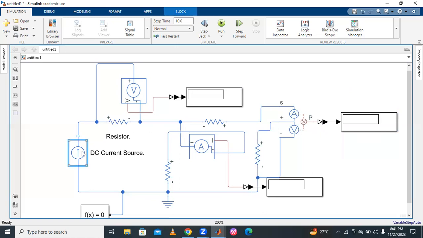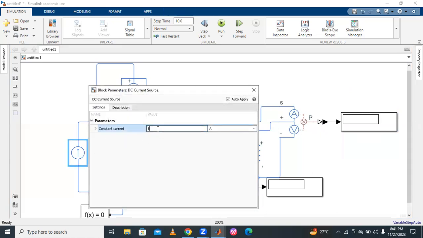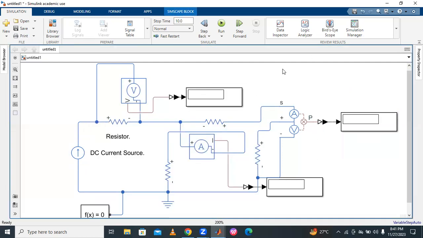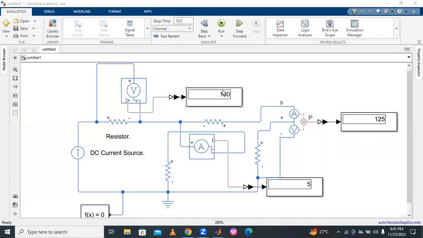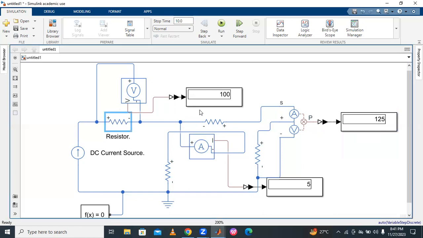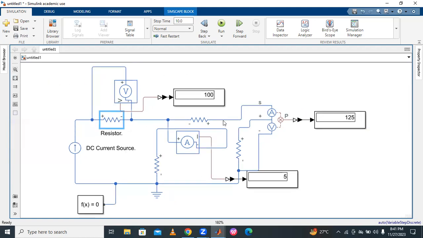Next, what is the current here? For example, 10 amps. This is one simple circuit to measure the voltage, current, and power, and then simulate. The voltage across resistor R1 is 100 volts, the current is 5 amps, and the power is 125. So in this way, we measure the voltage, current, and power by using MATLAB Simscape. This is one of the circuits to measure voltage, current, and power.